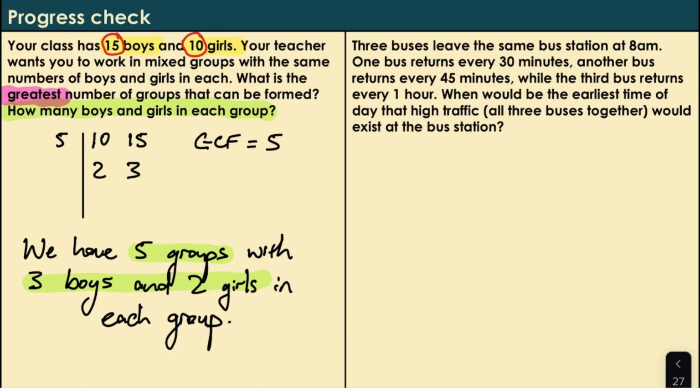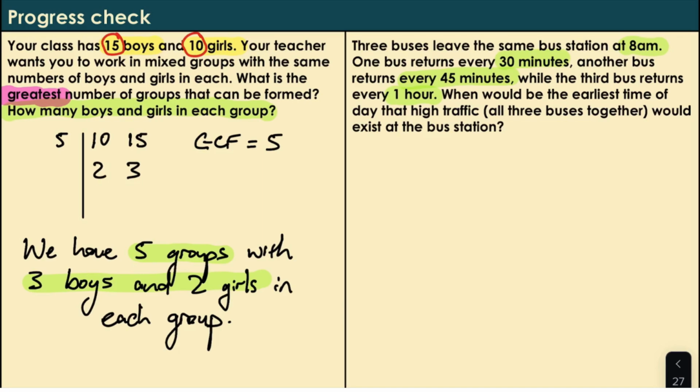Next question. 3 buses leave the same bus station at 8 a.m. One bus returns every 30 minutes, another bus returns every 45 minutes, while the third bus returns every hour. When would be the earliest time of day that high traffic would exist at the bus station? So we are finding the time at which all 3 buses are at the station together.